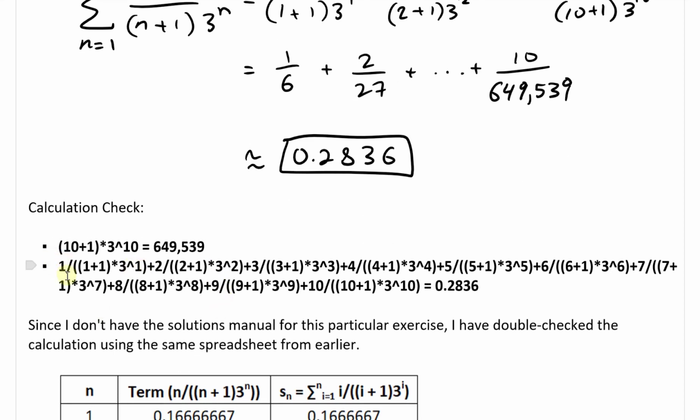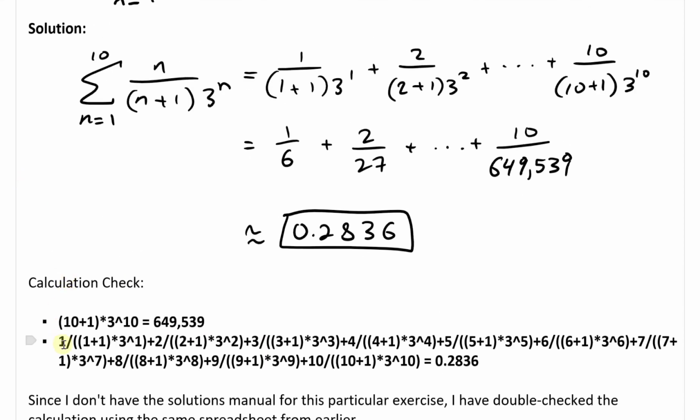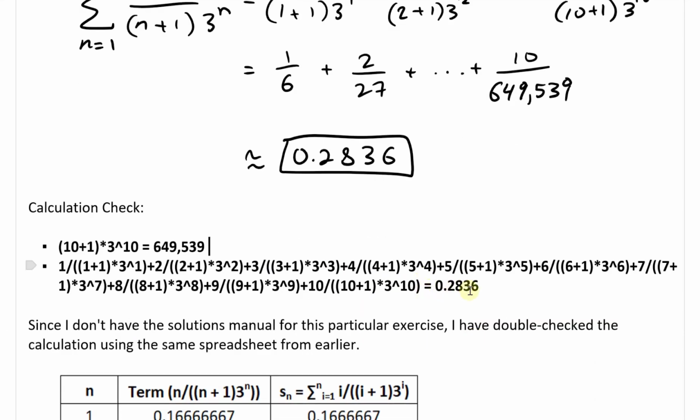And likewise here, now we sum this all up. So 1 over 1 plus 1 times 3 to the power of 1, and then plus 2 divided by 2 plus 1 times 3 to the power of 2, and 3, and there's 3's everywhere, 4's everywhere, all the way to 10. When we sum this up, we get 0.2836, which is exactly that one.